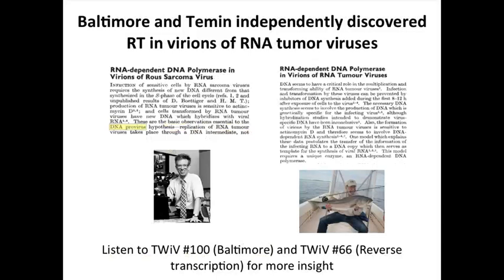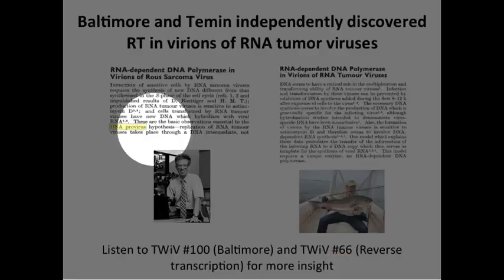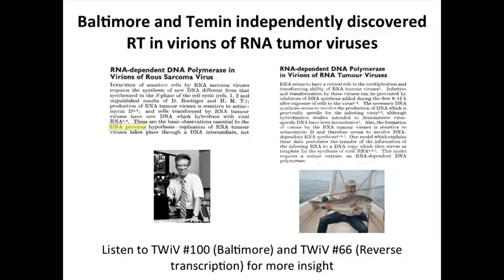This is a drug that prevents transcription, prevents going from DNA to RNA. That was important because these viruses have RNA genomes. And here, these are the basic observations essential to the DNA provirus hypothesis. Replication of these tumor viruses takes place through a DNA intermediate. So Temin's idea was that these viruses must have a DNA intermediate. How else could they transform cells? And he thought that the DNA intermediate probably got integrated into the genome, and that's what transformed them.